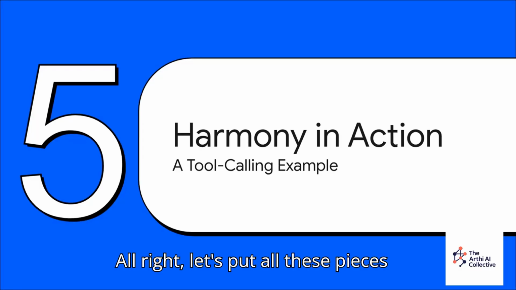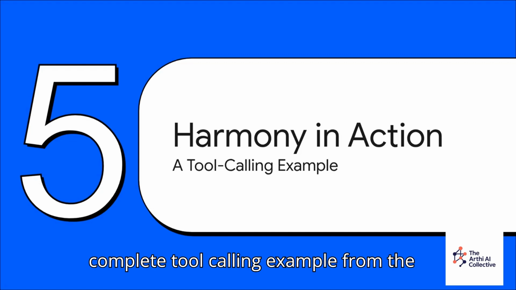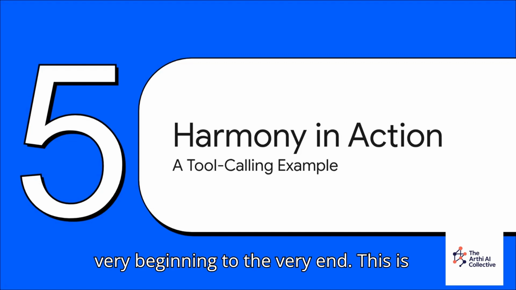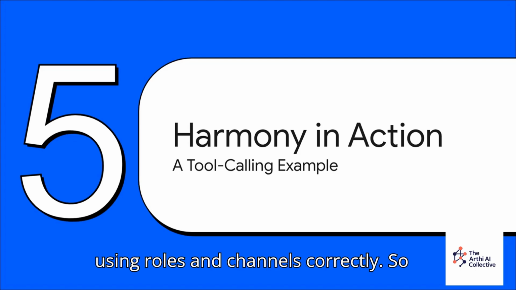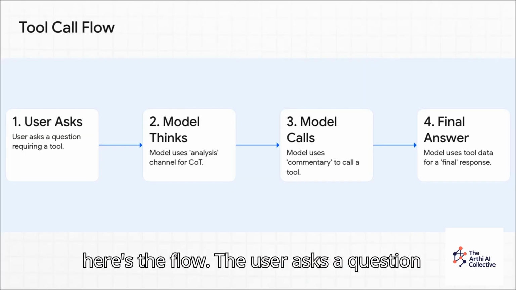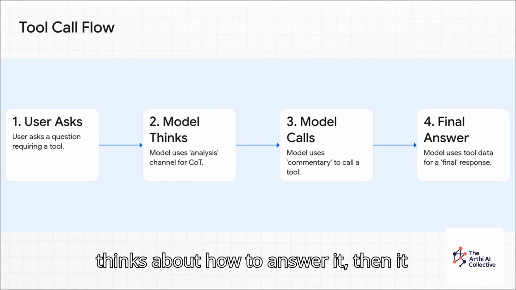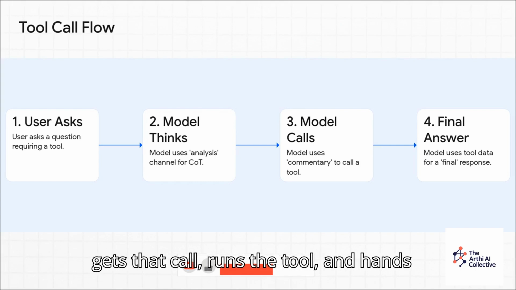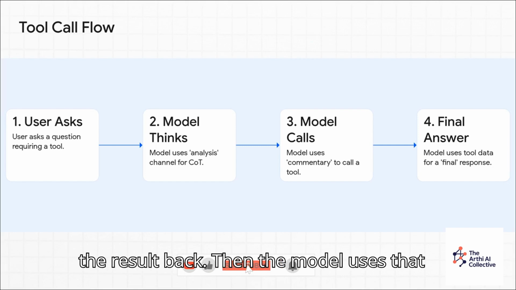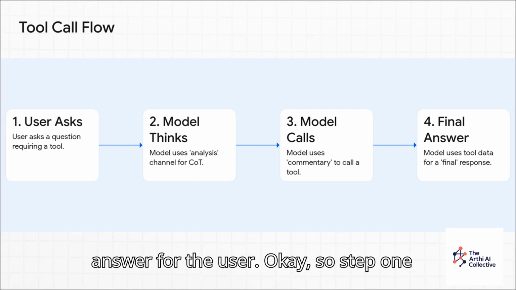All right, let's put all these pieces together. We're going to walk through a complete tool calling example from the very beginning to the very end. This is where you can really see the power of using roles and channels correctly. So here's the flow. The user asks a question that needs outside info. The model first thinks about how to answer it. Then it calls the tool it needs. Your application gets that call, runs the tool, and hands the result back. Then the model uses that new information to put together the final answer for the user.